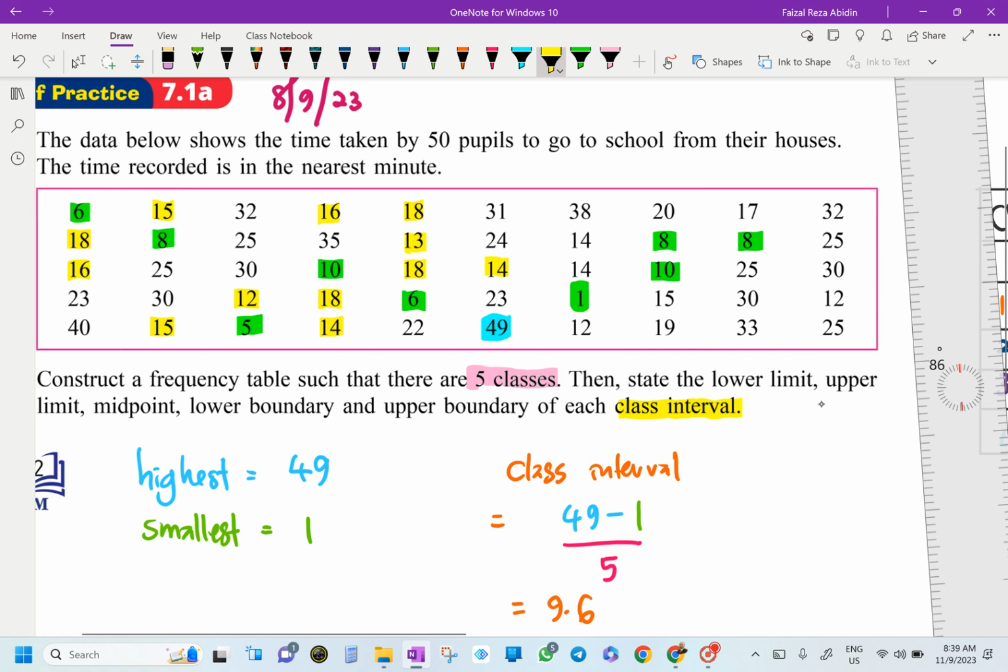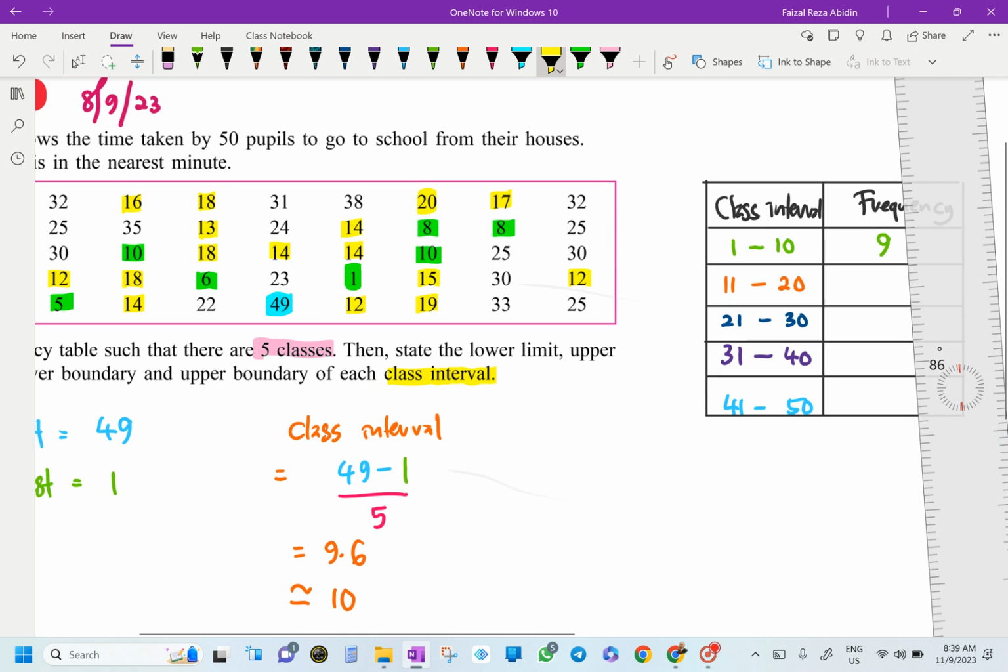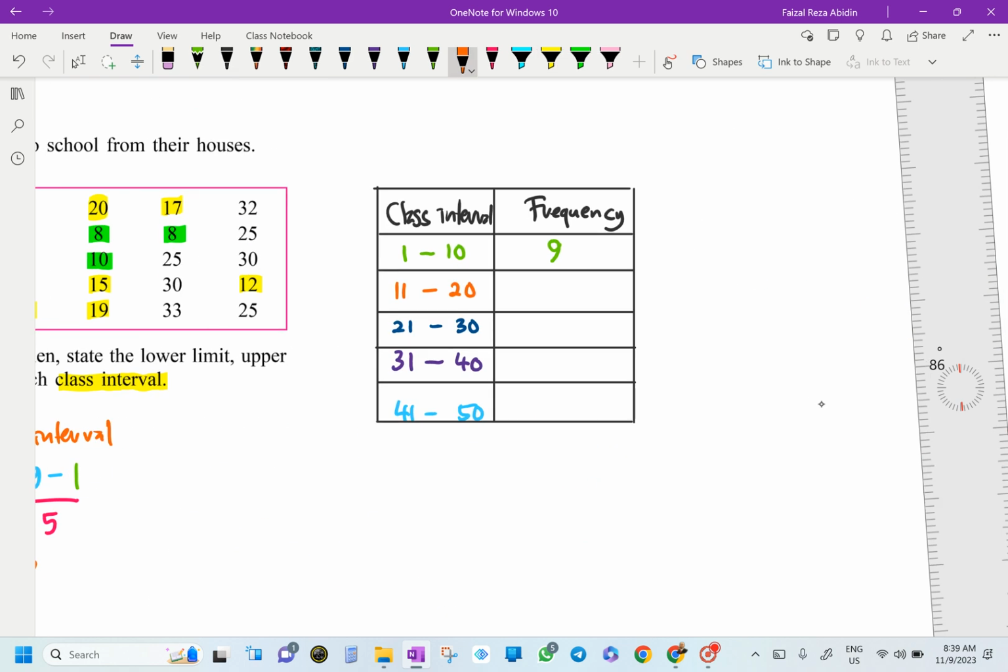12, 13, 14, 15, 16, 17, 18, 19. 19 already, right? Where? 1, 2, 3, 4, 5, 6, 7, 8, 9. Oh, here, 20 here. So 20. I thought it's 20. Okay, so it's going to be 20 of it.